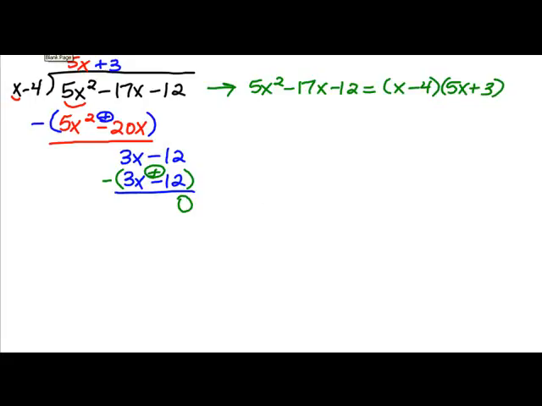Let's do one more example. Let's say we want to divide 7x cubed plus 3 by x plus 2. Let me change that.